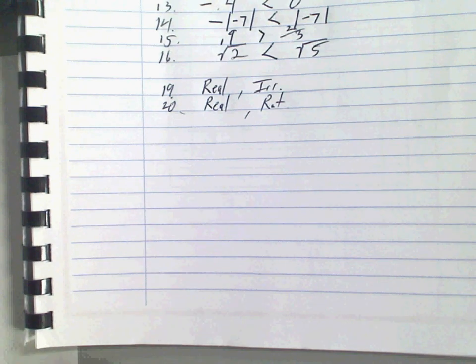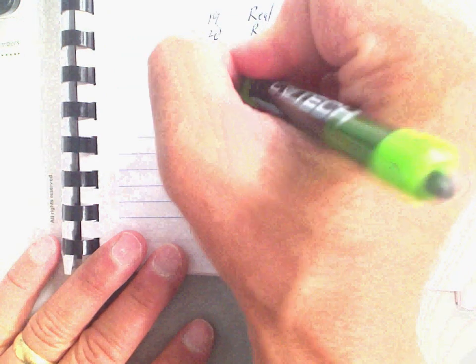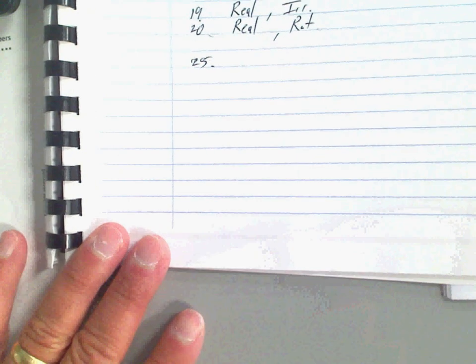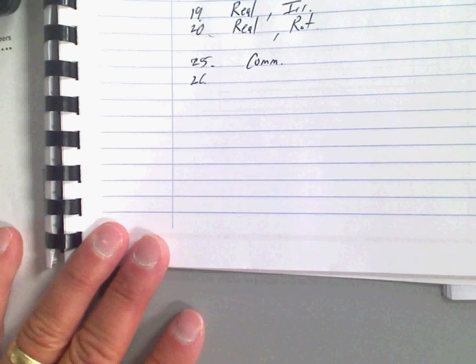This is why I'm kind of curious. We didn't talk about this a lot like yesterday. I'm just kind of curious, when you're going to name properties, if you could recognize these. 25, any guesses? It is the commutative property of addition. That's right. This is the one that dealt with parentheses moving, correct?